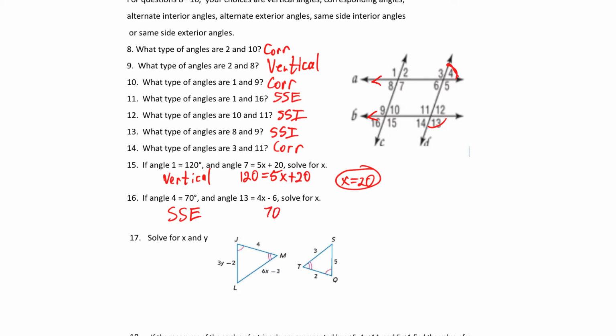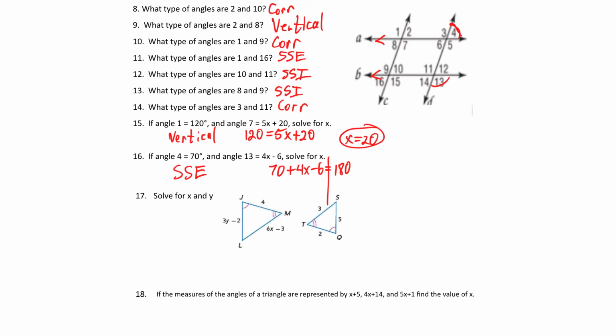Okay? So 70 plus 4x minus 6 equals 180. So 4x plus 64 equals 180. 4x equals 116, divided by 4. And that's going to give you 29.